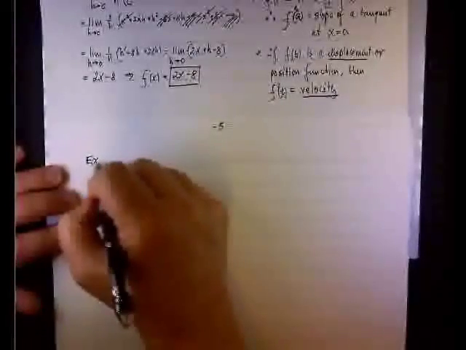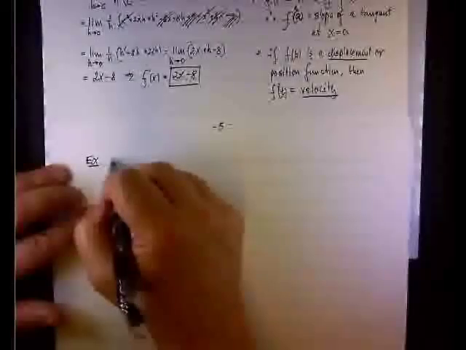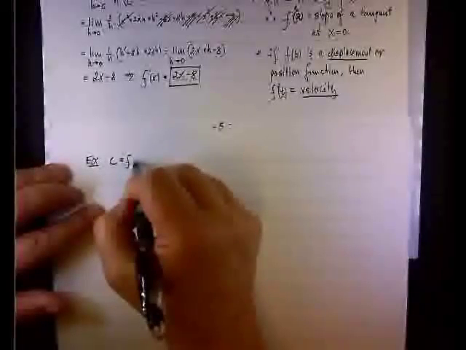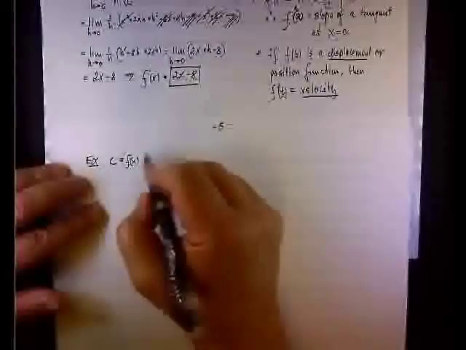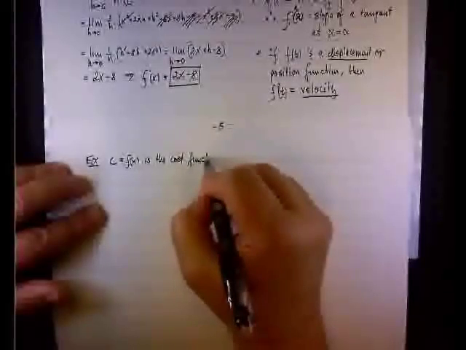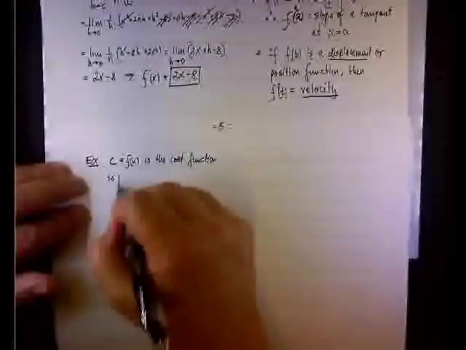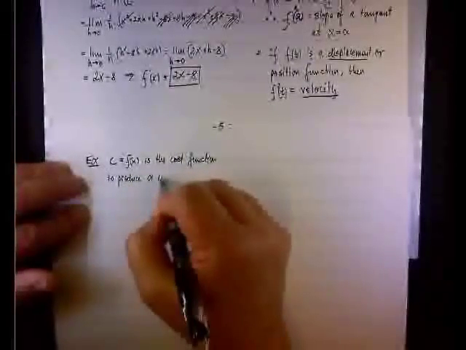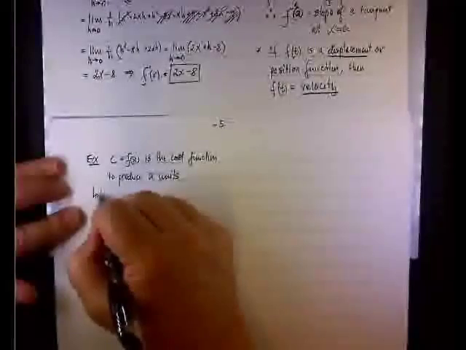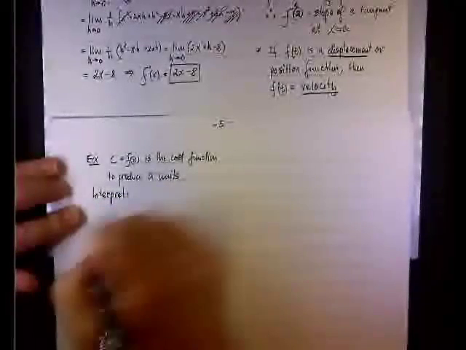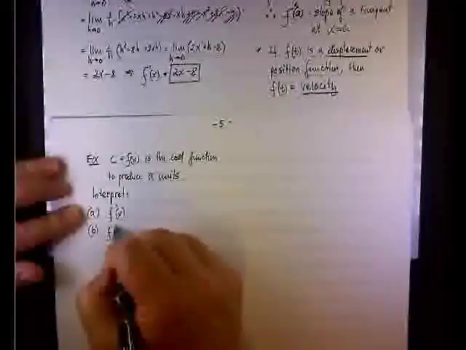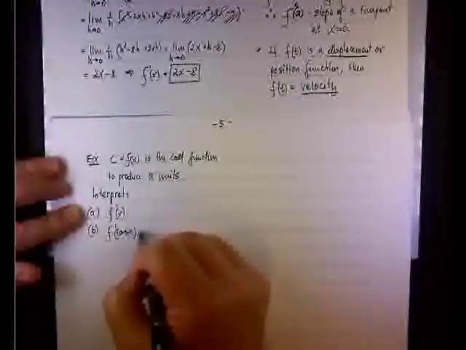So here's an exercise. Let's say C equals f of x is the cost function to produce x units of a product. Okay? What we need to do is interpret the following. A, f prime of x. B, f prime of 1,000 equals 9.